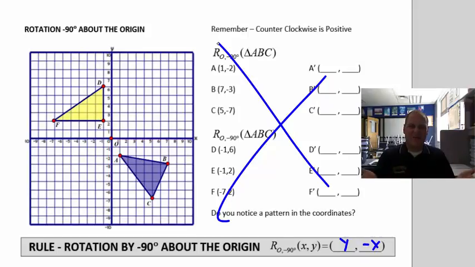That's why I'm skipping that. We don't really need to memorize that. It would help knowing that if you know the 270 and the negative 90 are the same, then you've got the rule right there.